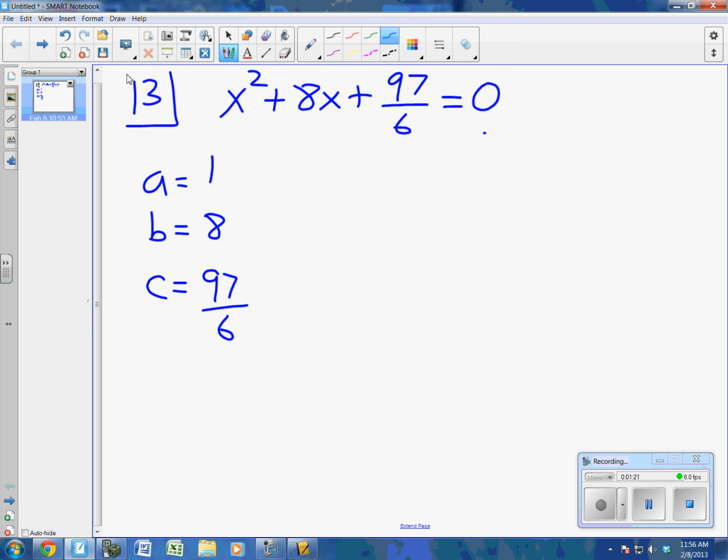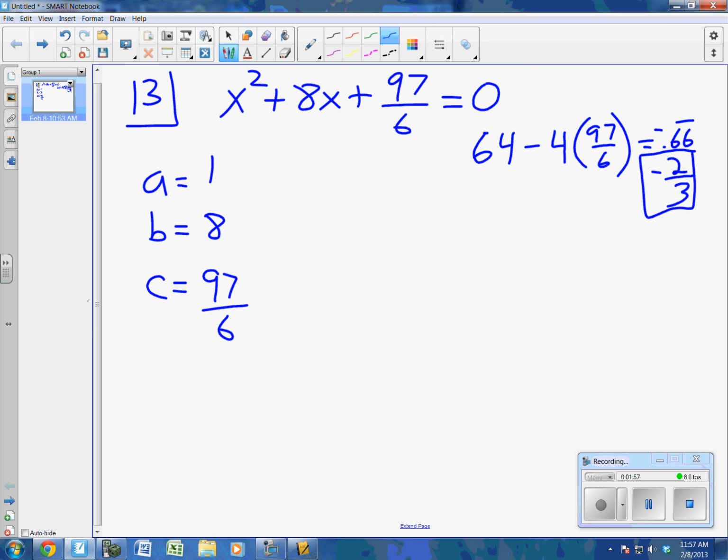So what's b squared going to be? Because 8 squared is 64. Minus 4 times 1, which is still 4, times 97/6. If you put this in your calculator, go ahead and put it in your calculator. Negative 2/3. Yeah, you get negative 0.6 repeating, right? At the end, it rounds the last one up to 7. Well, what number is that? 2/3. And it was negative, so it's a negative 2/3. So we're just going to use negative 2/3 for our discriminant.